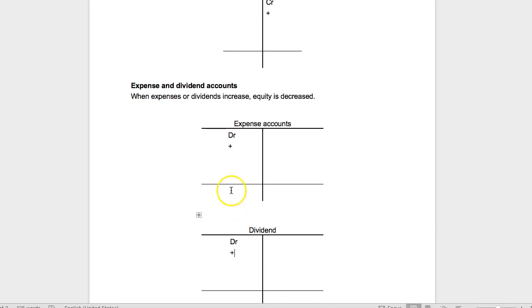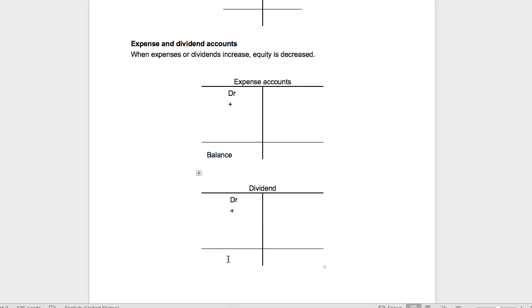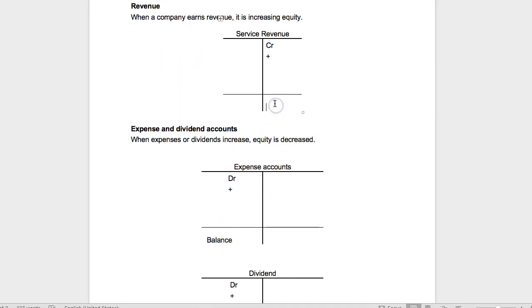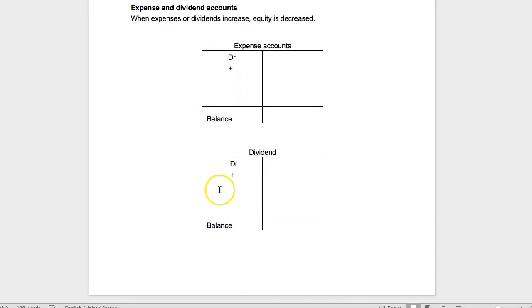If you think about normal balance, what this also means is your ending balance will be on the debit side for expenses, your ending balance will be on the debit side for dividends, and your ending balance will be on the credit side for revenues.